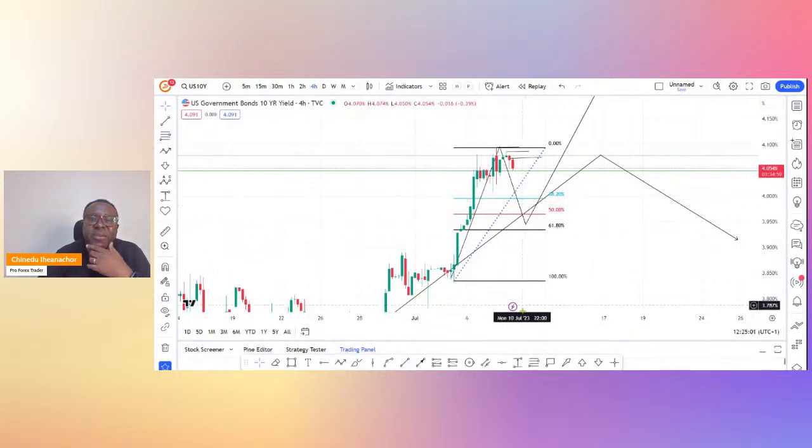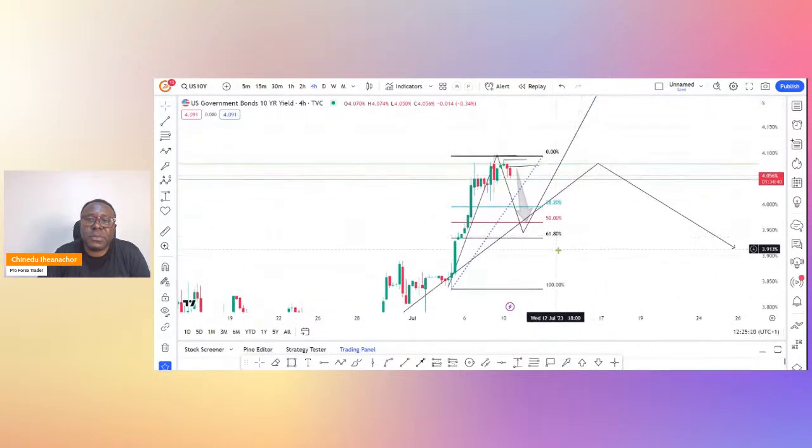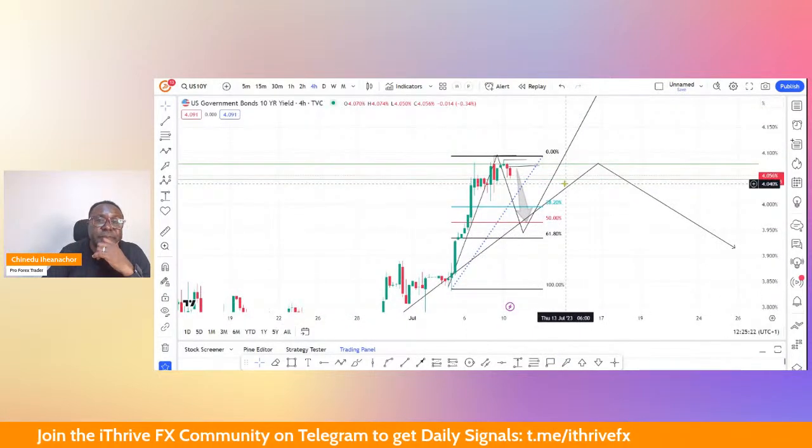And we're expecting some kind of bearish correction into this zone. We said that this US 10-year bond yield is inversely correlated with gold. So if this bearish move comes all the way down, what will happen to gold is that gold will go back up.